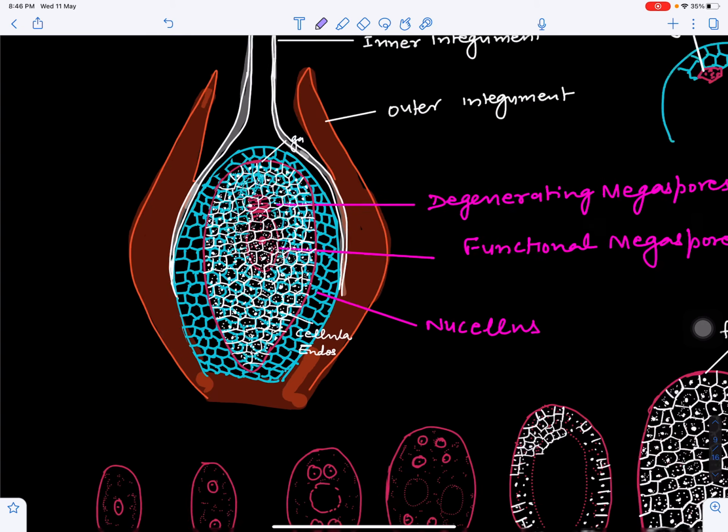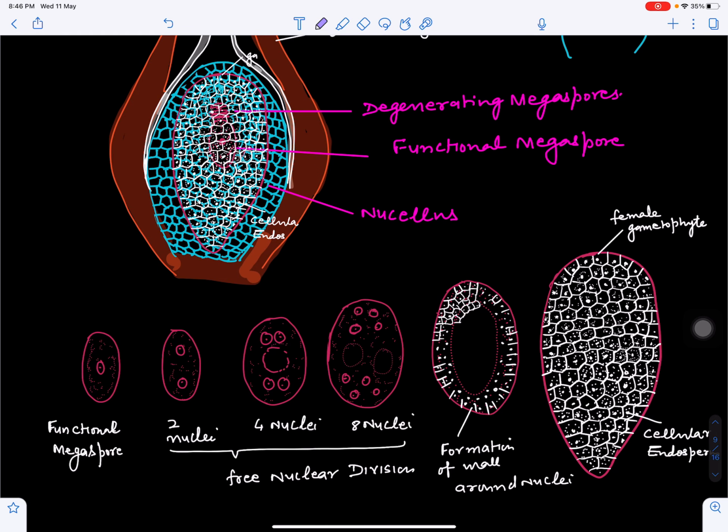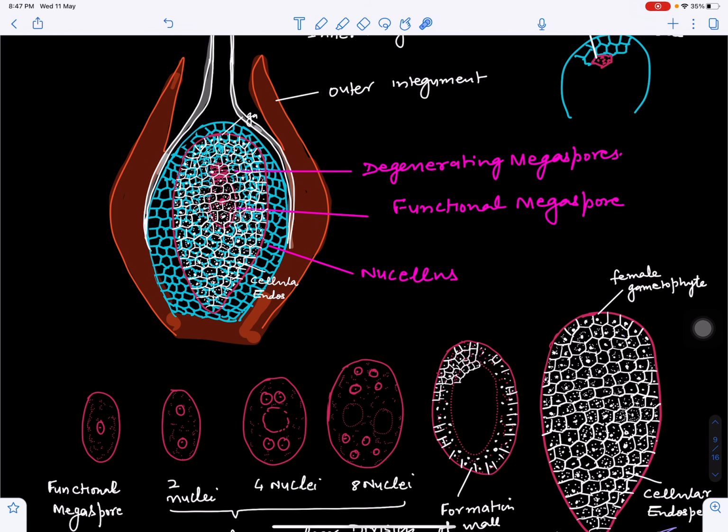So this is how the female gametophyte develops inside the ovule, and this female gametophyte or endosperm is actually a nourishing tissue, and it is haploid in genetic constitution. Now this part toward the micropylar end will develop the archegonia, and this part will be rich in nutrients. So this is all about the development of the female gametophyte inside the nucellus of the ovule of Ephedra.